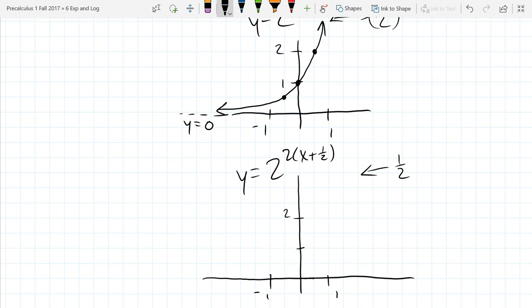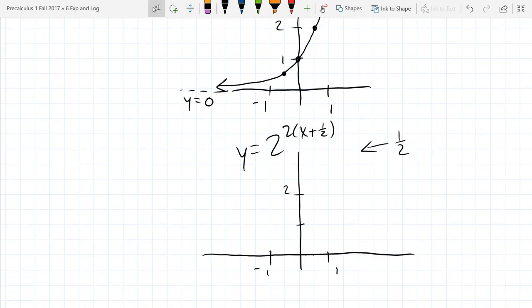Does the horizontal asymptote shift? It does. Just think, when you're shifting up, you're adding 2 to your y value in this case. So that includes y equals 0, it becomes y equals 2.